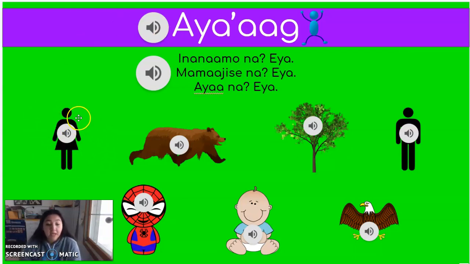Ikwe inanamoana, aya. Ikwe mama jaseana, does she move? Aya. Ayana, is she alive? Aya. Makwa inanamoana, aya. Mama jaseana, aya. Makwa mama jase. Aya ina. Aya. It's alive.